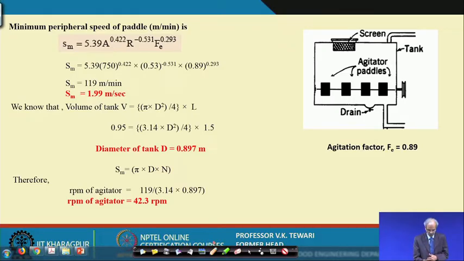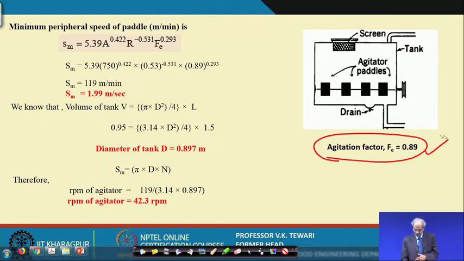So, the agitation factor Fe is taken from the table as 0.89. If it is not given in the formula or in the problem, you need to take it from the table; maybe we had given you this earlier for emulsions. So, this has been given. From there you need to take these values for A, R and Fe, and using these you get Sm as so much meter per second.